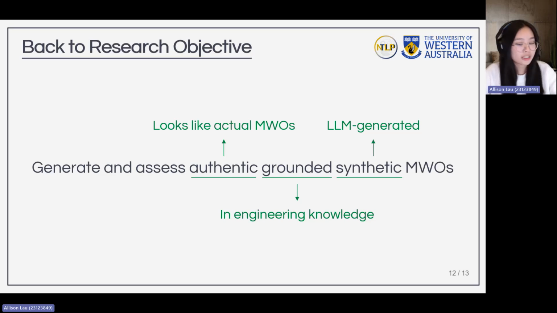Going back to our research objectives, which is to generate and assess authentic grounded synthetic maintenance work orders, by using prompt engineering, few-shot learning, and the humanization steps, we were able to create authentic synthetic maintenance work orders that reflect the nature of real MWOs. And this is reflected by the 57% accuracy in the Turing test. This 57% accuracy is really impressive considering how the synthetic data was really able to confuse our subject matter experts.